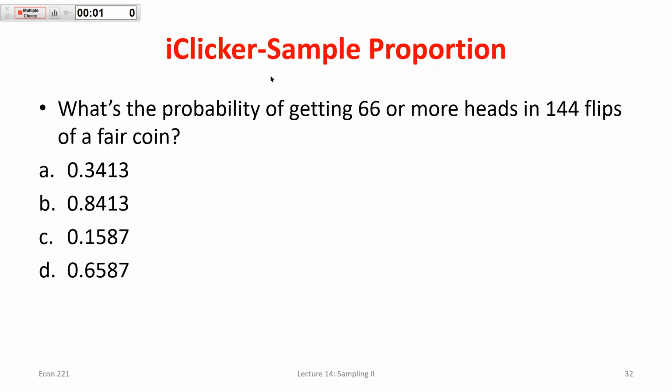So a very similar example. You're still working with a fair coin, so the population proportion should still be 0.5. Now I'm asking you, what's the probability you see 66 or more heads out of 144 coin flips? So your sample size has changed, and your sample proportion is going to be different from the previous example. But if you graph this out, draw it out like I did, you'll probably be able to rule out a couple of these answers.